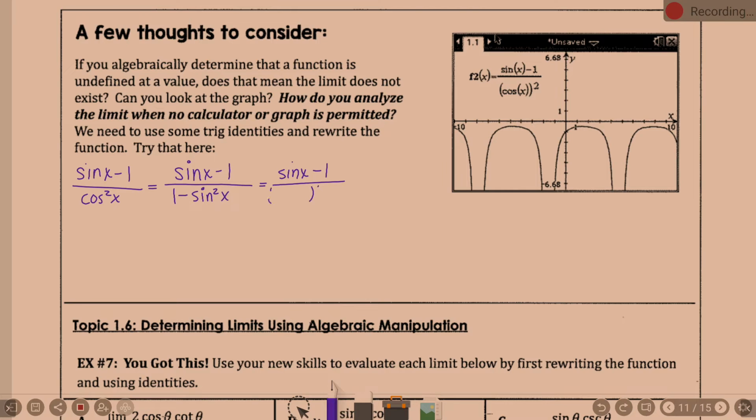1 minus sine x, 1 minus sine. No. 1 minus sine x, 1 plus sine x. God, Doug. Get it right, dude. It's been a long week. Well, considering I didn't even know where to start, I think you're doing okay.